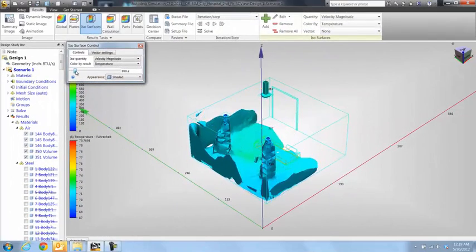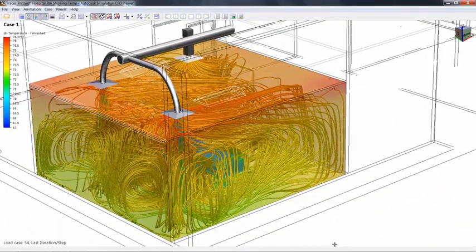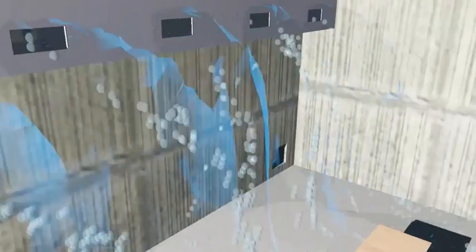Autodesk CFD can assess the indoor air quality to ensure air within the occupied space is replaced with the required number of air changes per hour. This prevents the buildup of pollutants in the space.